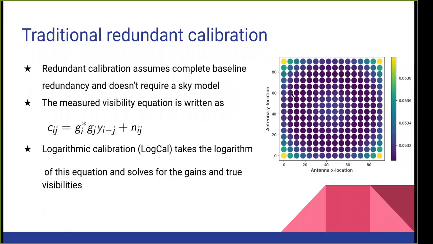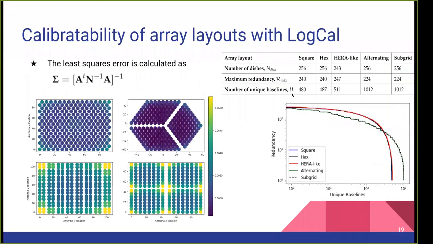The corner dishes that are the least redundant, or contribute to the fewest number of redundant baselines, have the highest gain errors. So this is plotted for the gain amplitude. We can extend this. I know Warren did some work on array layouts, so this is basically using his results and the different arrays that he considered. And we just wanted to do a quick test to see how calibratable these array layouts were.